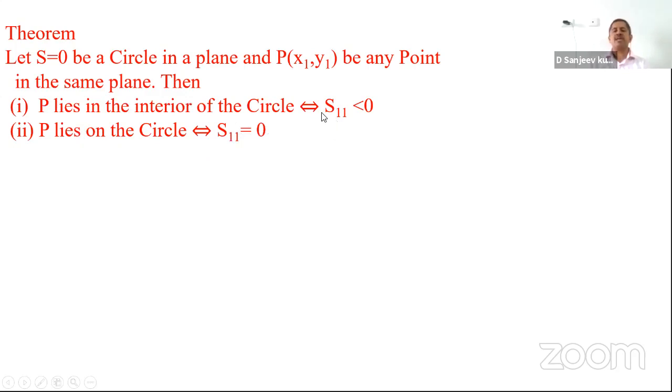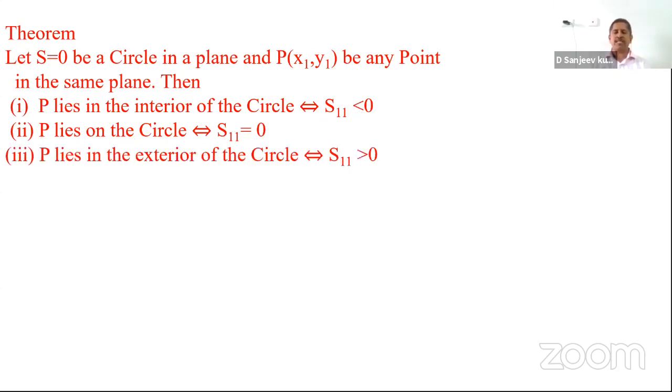So you see the difference. If it is interior of the circle, the value of S11 is less than 0. If the point lies on the circle, the value of S11 is equal to 0. Now, if you take the point outside the circle, then what is going to happen? The value of S11 should be greater than 0. So we got three conditions here. If the point P lies inside the circle, the value of S11 should be less than 0. If P lies on the circle, S11 is equal to 0. And if the point P lies in the exterior of the circle, S11 is greater than 0.